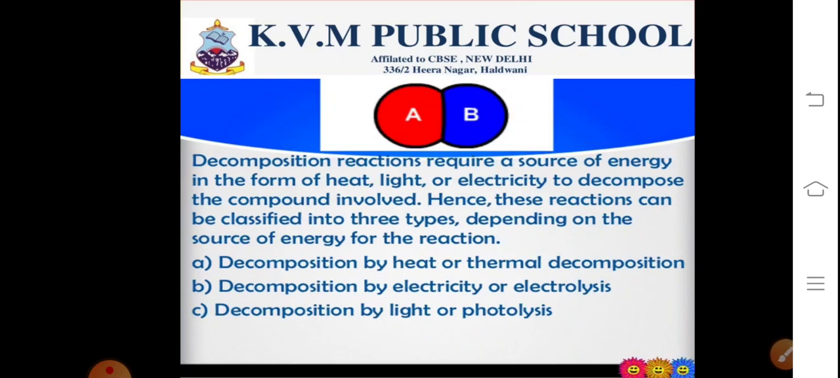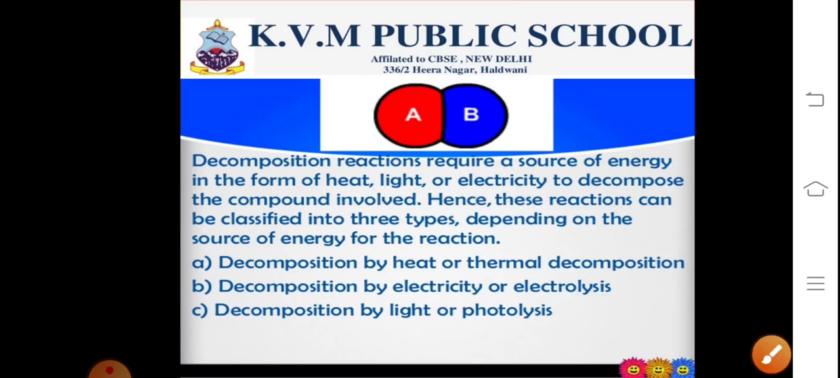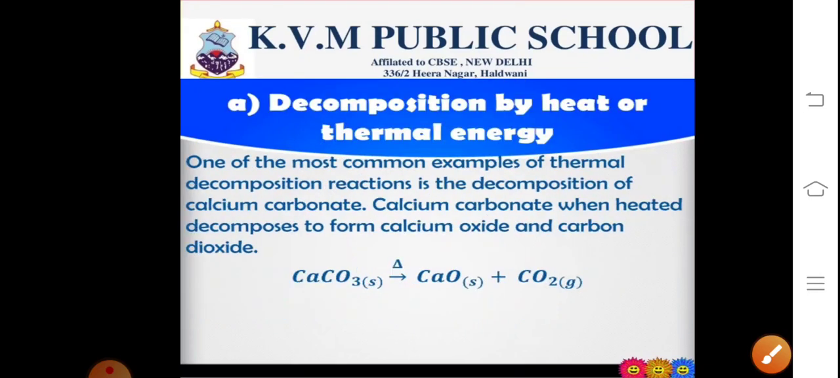Decomposition reactions require a source of energy. It could be in the form of heat, light or electricity, to bring about the decomposition of the compound. If the energy utilized is heat, it is referred to as thermal decomposition. If it uses electric current, it is referred to as electrolysis. And if it uses the energy of photons, that is the quanta or packets of energy of light, then it is referred to as photolysis, where lysis refers to breakdown.